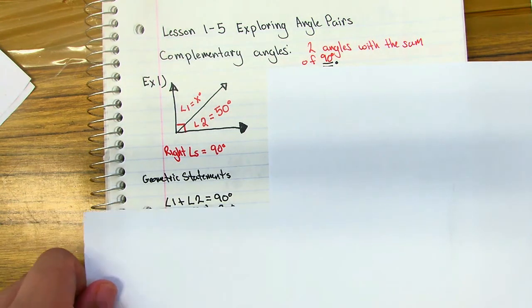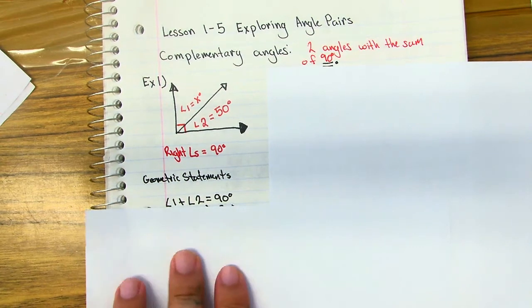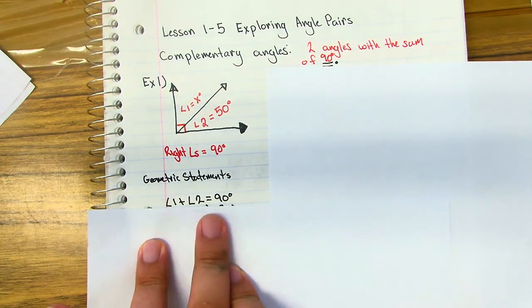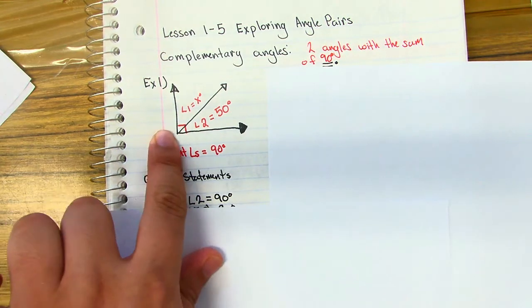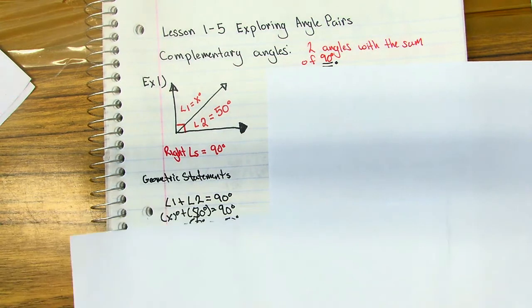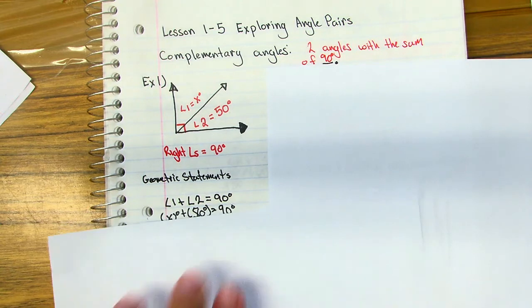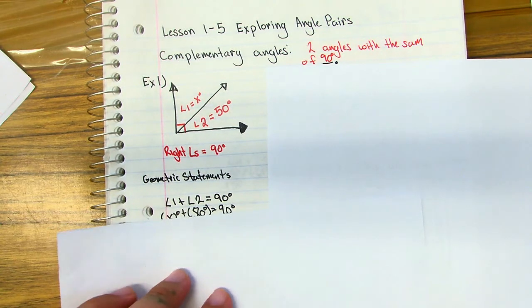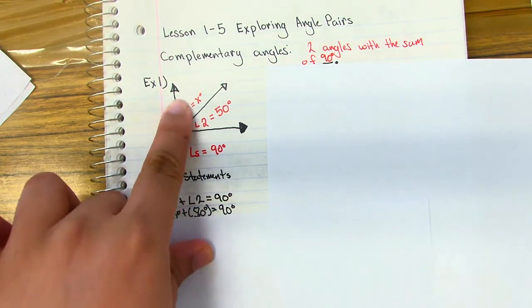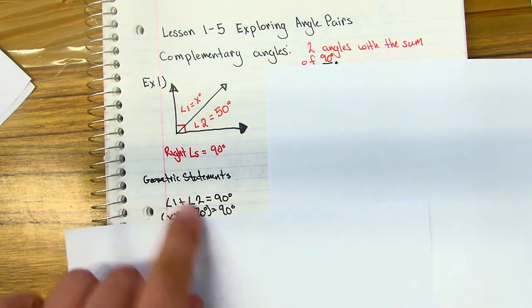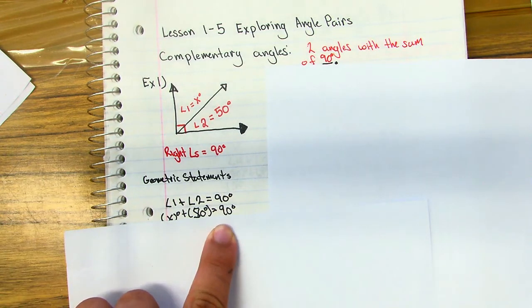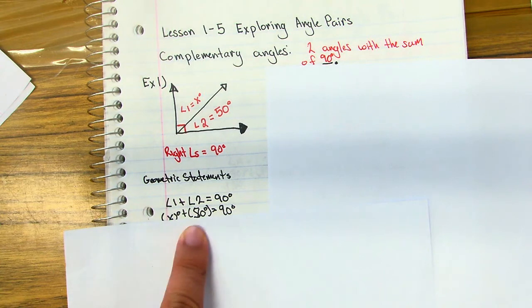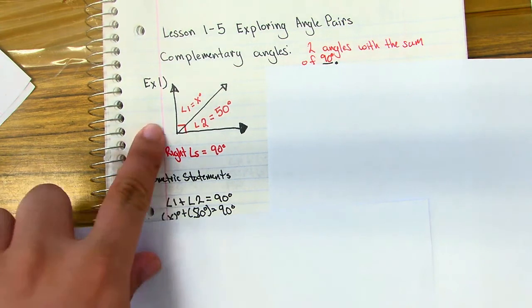But we'll do another exercise that will require you to write down the geometric statements, which is angle 1 plus angle 2 will equal 90 degrees. How do we know? Because it's given in that marking. What did I do? I substitute the value of angle 1, which is x here, the value of angle 2, which is 50, and then the value of 90 is the total, right? When I add these two, it will equal the value of 90 because there's a right angle right here.